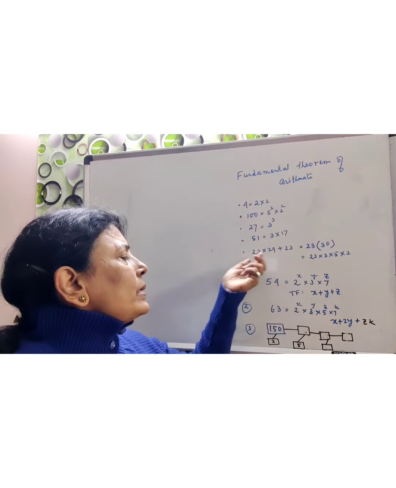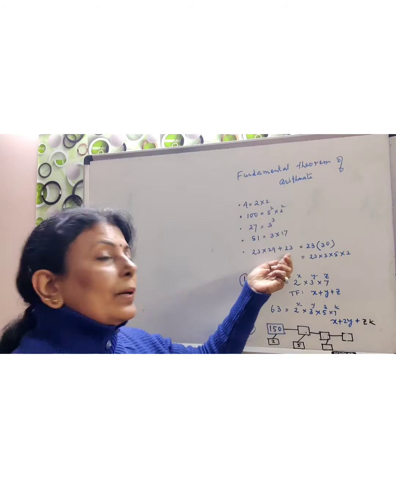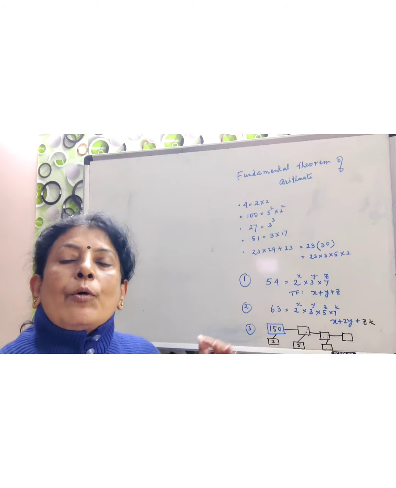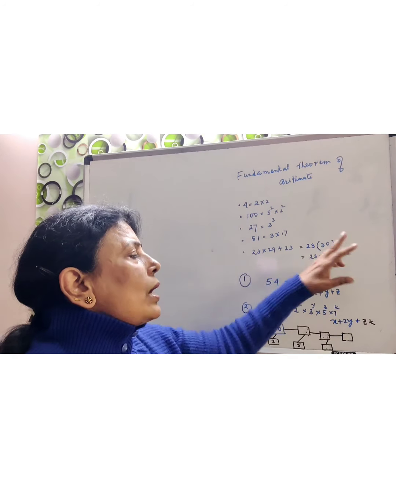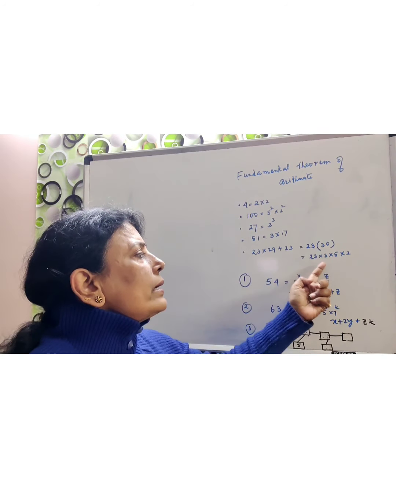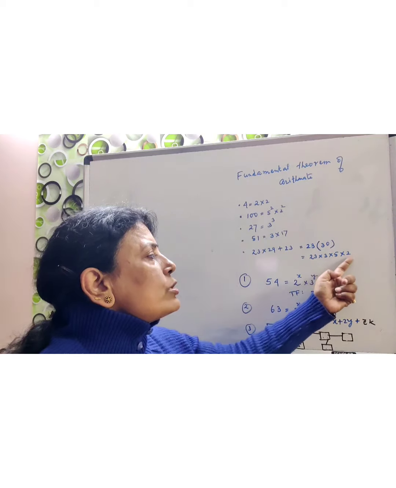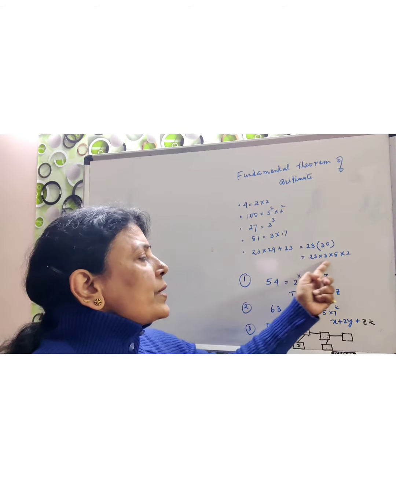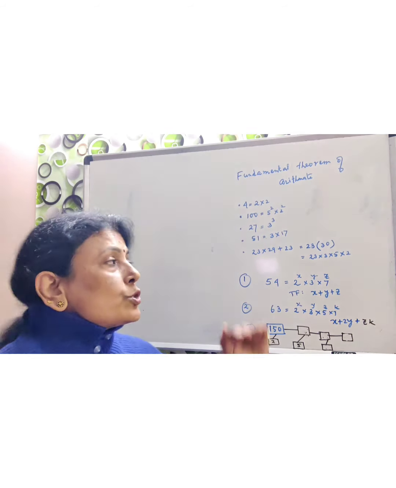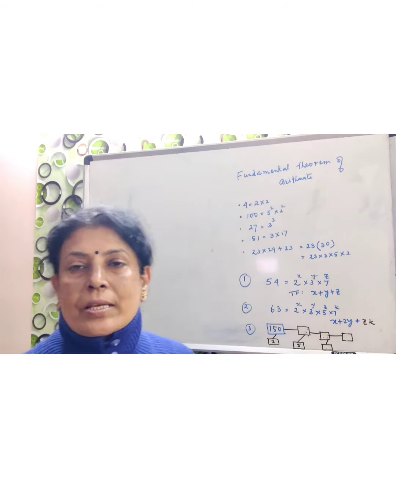Now, another example, 23 into 29 plus 23. We can take out 23 as common. Then it will be 23 into 30. That implies 30 again we can express as 3 into 5 into 2. So this number we can express as a product of primes. So it is also a composite number.